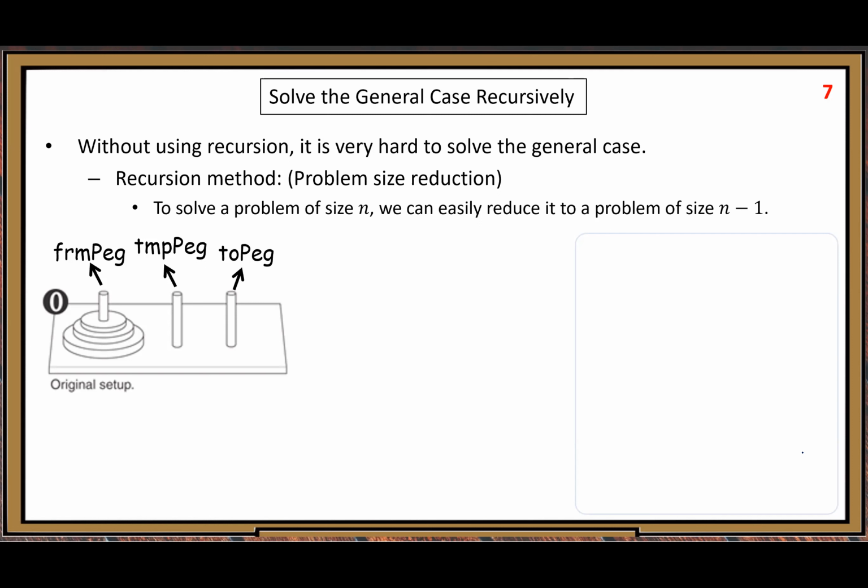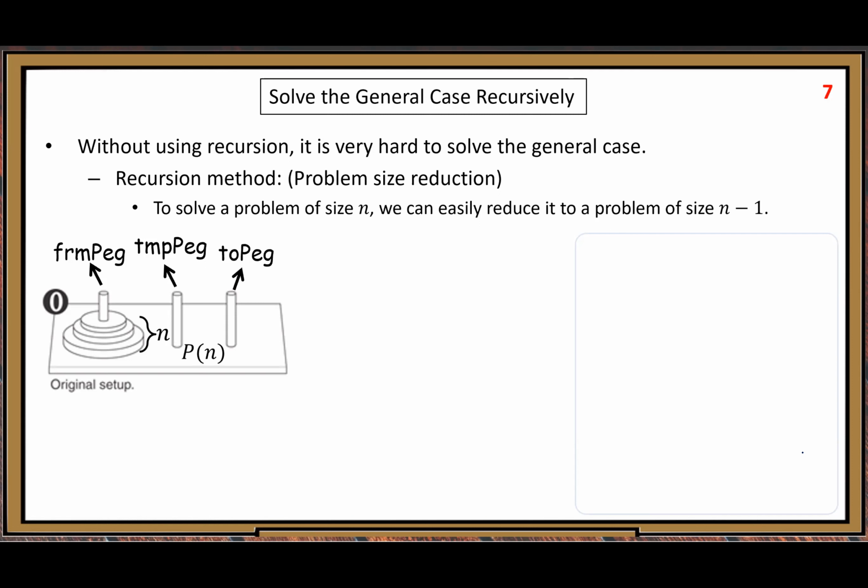Although you see 3 disks here, I still use the diagram of the 3-disk puzzle, because it's hard for me to draw an n-disk picture. So I still use the 3-disk pictures, but we can imagine there are n disks here. So we treat this as an n-disk stack.